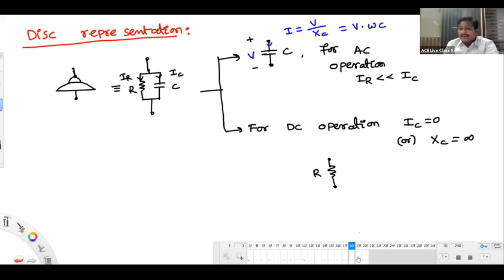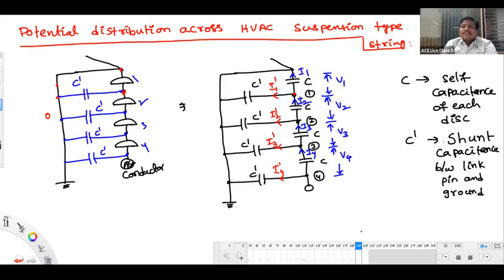So in that way, what is the current I2 we can write? V2 omega C. What is that I1 we can write? V1 omega C.